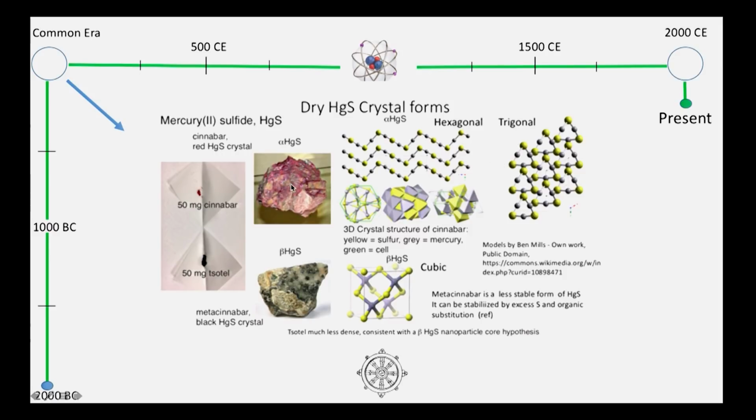This is an example of red mercury sulfide in nature. This is a sample of mercury sulfide from Sigma Aldrich, and you can see the size of 50 milligrams is a very small amount. This is another form, which is actually occurring in nature also.